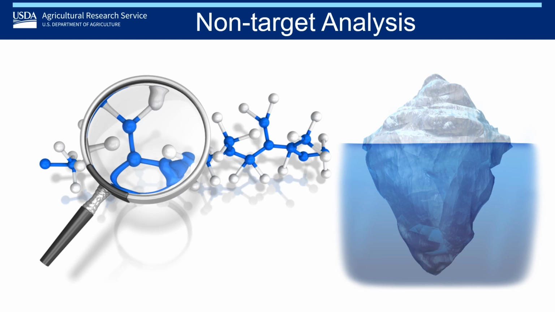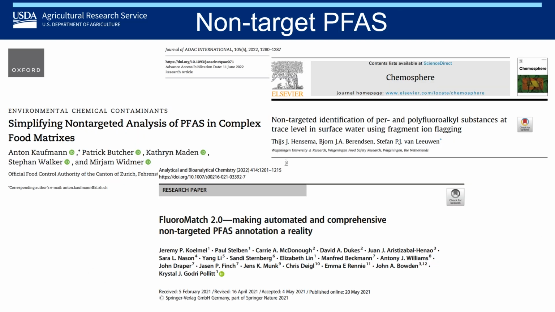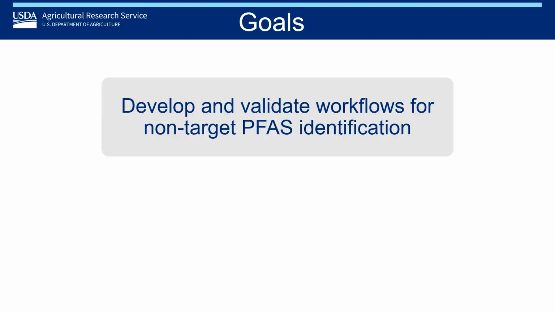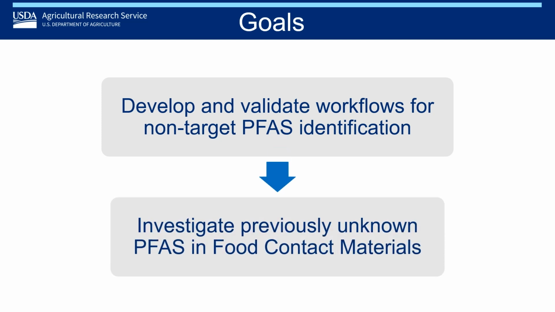The field of non-target PFAS analysis has blown up in recent years, with many studies introducing new and exciting ways to try and identify PFAS which may have previously been unknown in certain substances. And many of these studies were the basis for a lot of our work in this project. So, our goals for this project were to develop and validate workflows which can filter those tens to hundreds of thousands of features into usable data and validate those for non-target PFAS identification, and to then use these workflows to investigate PFAS which may be present in food contact materials.